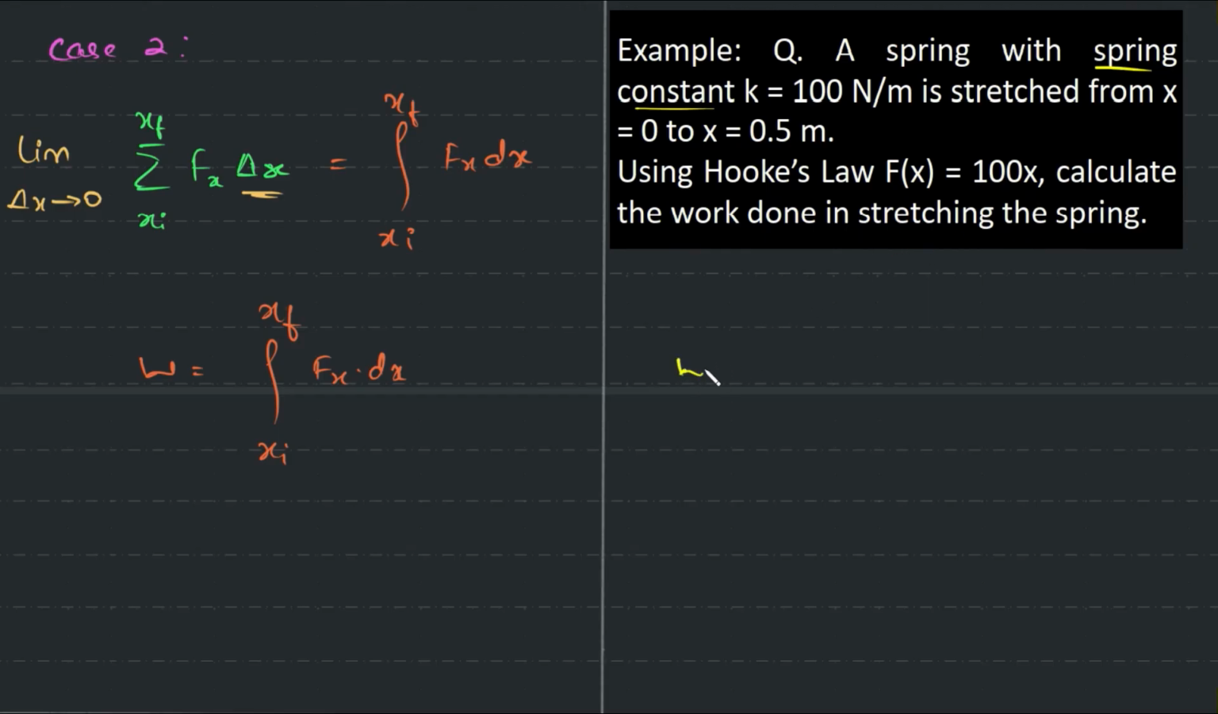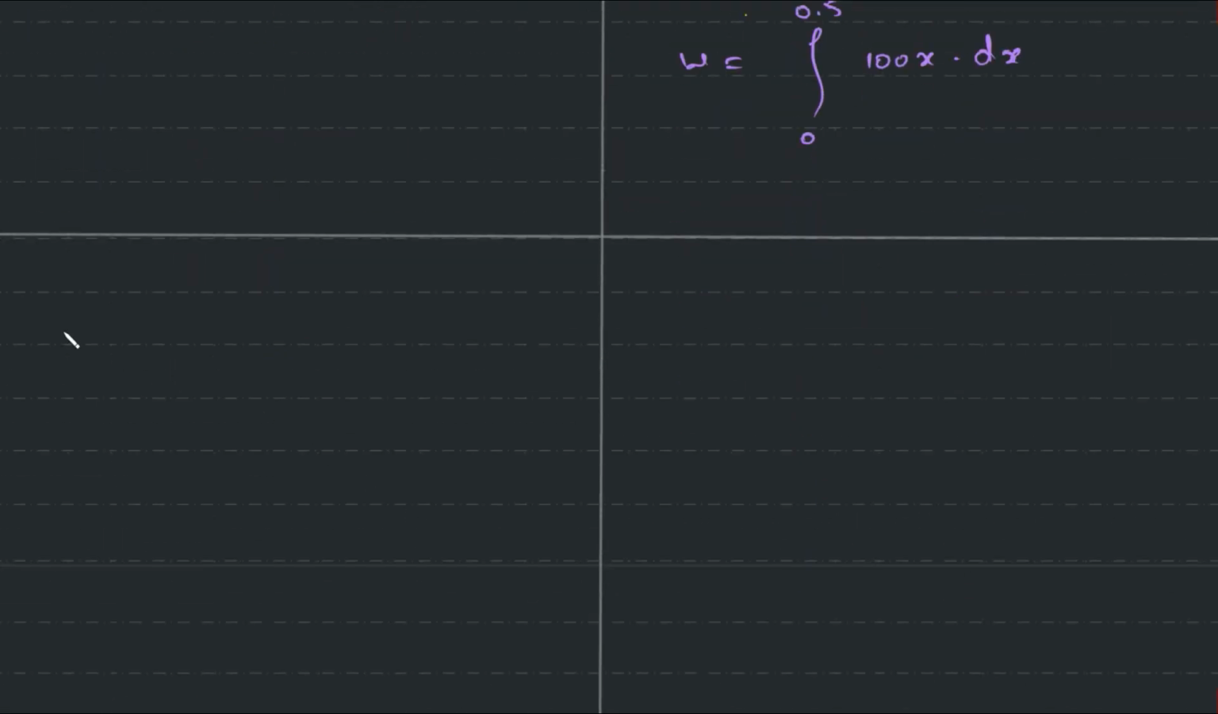So let me not complicate it. What we have here is the integral from xi to xf of f of x dx. Using this, we'll be able to solve it. I hope you are thorough with limits. We are displacing from 0 to 0.5, and f of x is represented as 100x dx. 100 is a constant, so I can take it out.